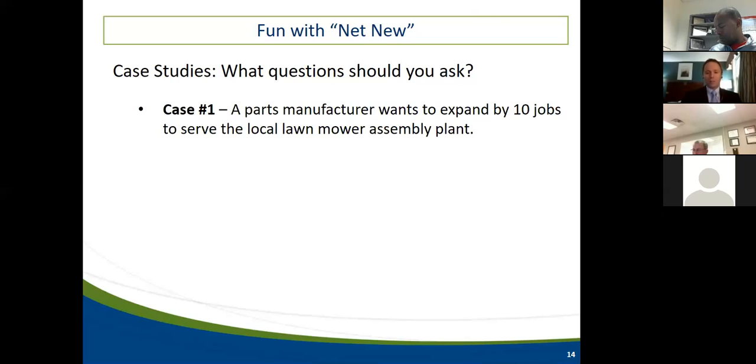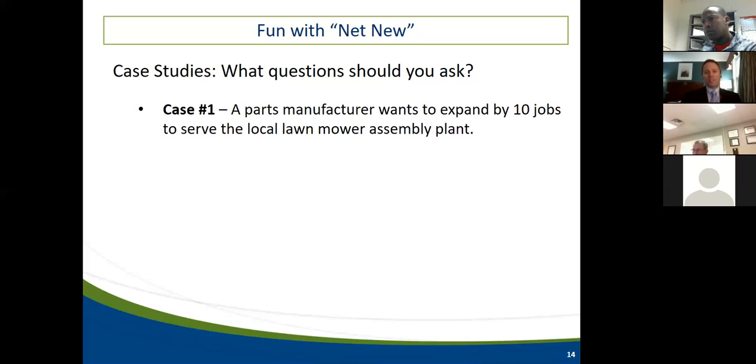All right, what other questions might we ask in this particular case about this parts manufacturer? Michael, I have one from Peter Throop. Are we displacing a current provider? Yep, exactly. Are we displacing somebody else who's making it? Anything else that we should think about with this one?